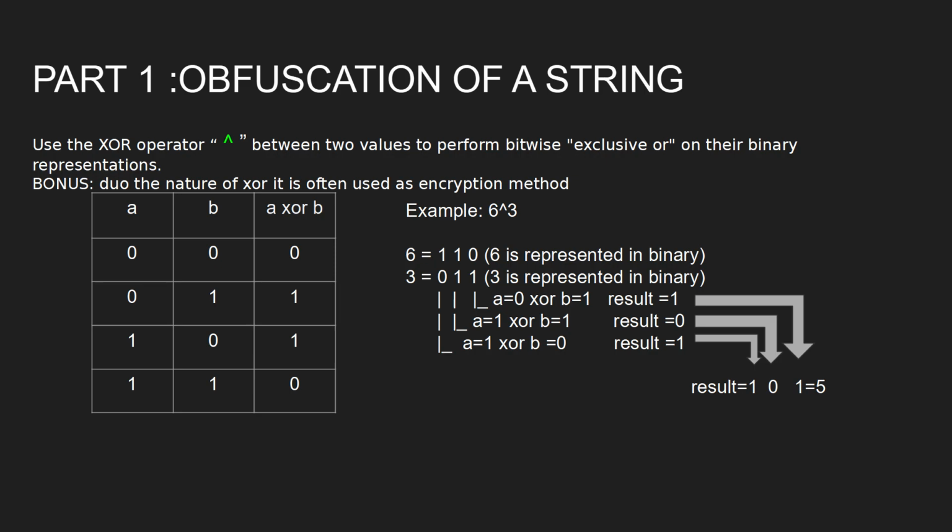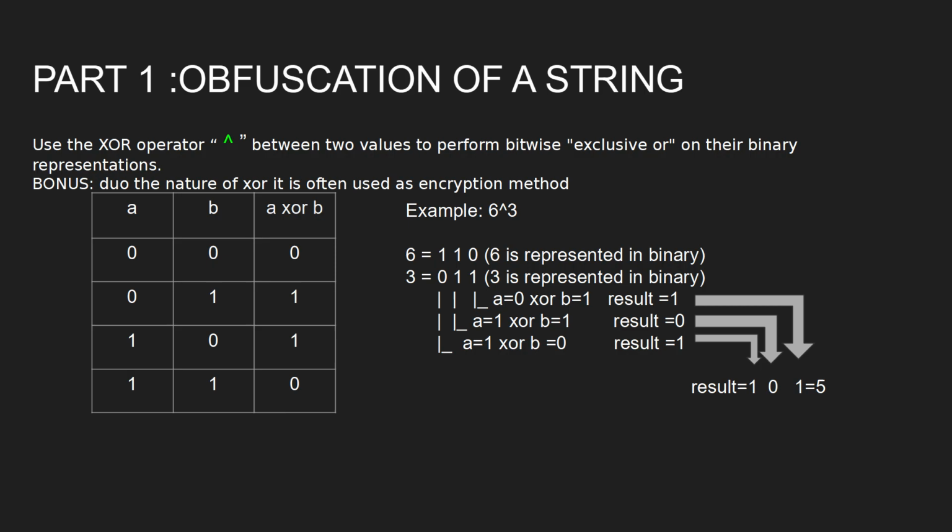So this is XOR. We can use the XOR operator between two values to perform bitwise exclusive OR on their binary representation. Due to the nature of XOR, it is often used as an encryption method.